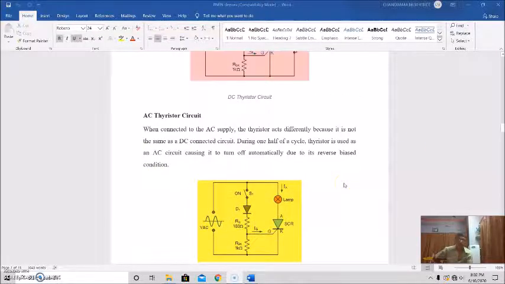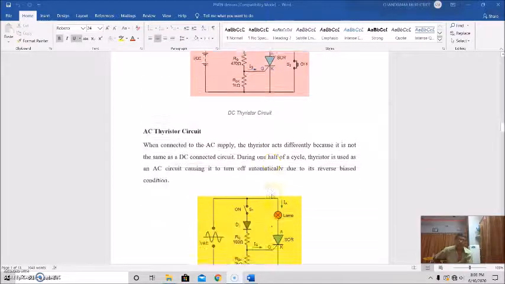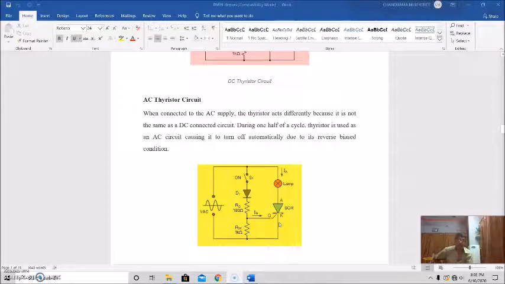So basically this is a DC thyristor circuit, and this is an AC thyristor circuit. Okay.